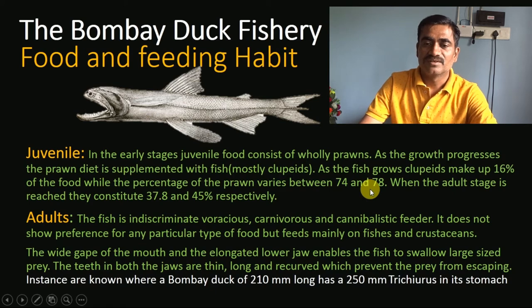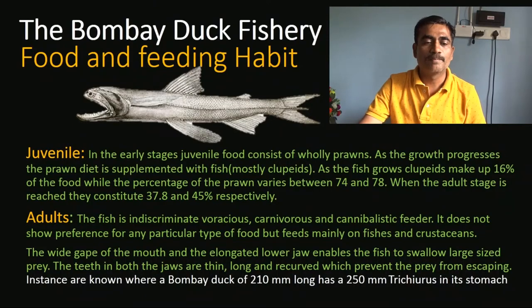That is, the prawns are preferred by the Bombay ducks. Now, for the adult, we will discuss the food and feeding. The fish is an indiscriminate, voracious, carnivorous and cannibalistic feeder. That is, Bombay duck is an indiscriminate voracious feeder.